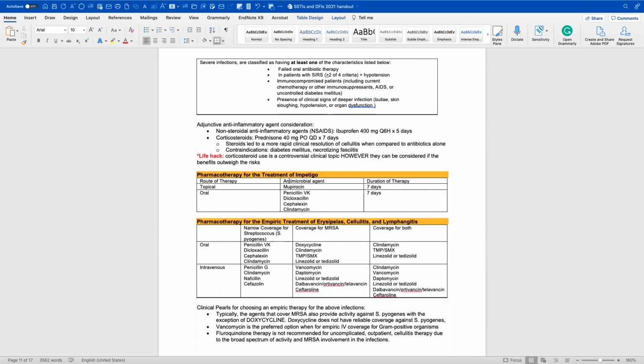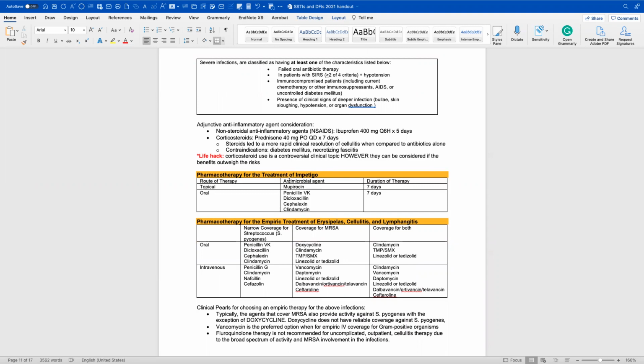So there is potentially opportunity for an adjunct of anti-inflammatory agents. If that is the case, you can consider the use of NSAIDs or ibuprofen. You can consider the use of corticosteroids. I have the recommended dosings listed here in the handout for you all in the event that you want to go ahead and read there.